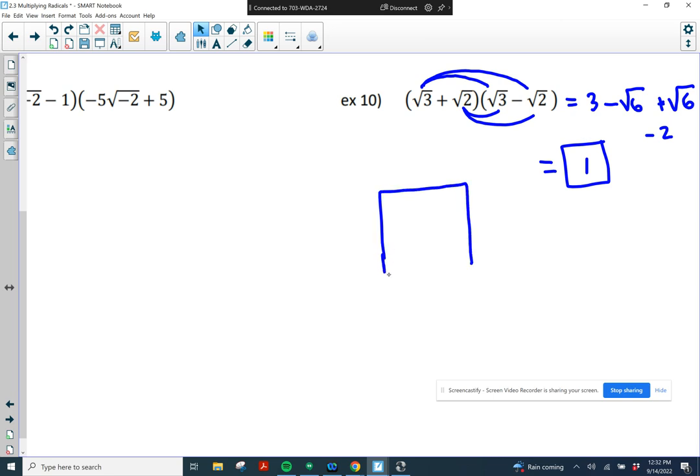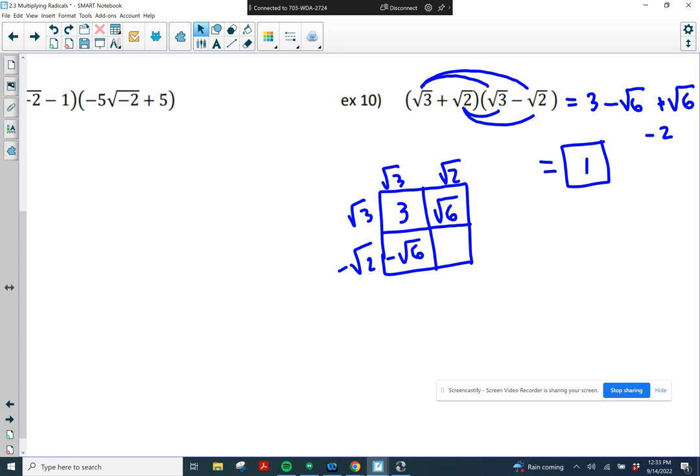Now let me show that you can do this with the box method as well. So you've got square root 3 plus square root 2. So we'll have 2 columns in our box. And then I have 2 rows. I have square root 3 and negative square root 2. Don't forget the negative. Okay, what's square root 3 times square root 3? It's 3. What's square root 3 times square root 2? Square root 6. What's square root 3 times negative square root 2? Positive times negative is negative, and that's negative square root of 6.